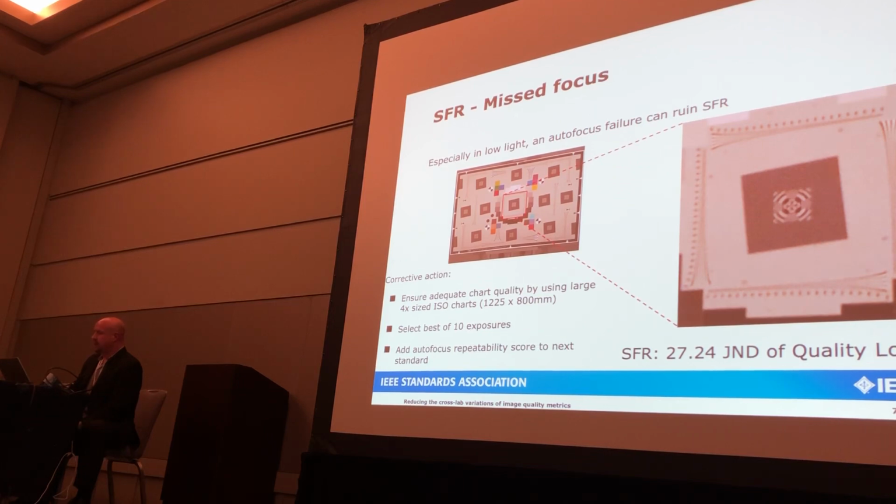And here you can see where we had an autofocus miss, and that led to 27 JNDs of quality loss. So it would have completely destroyed that phone's score if we had kept that in the ranking.